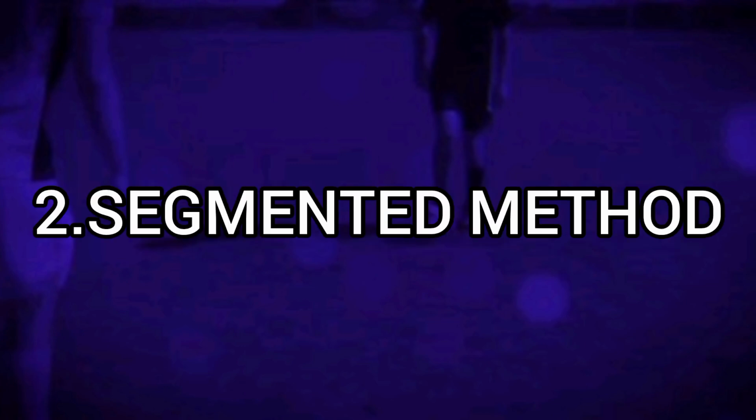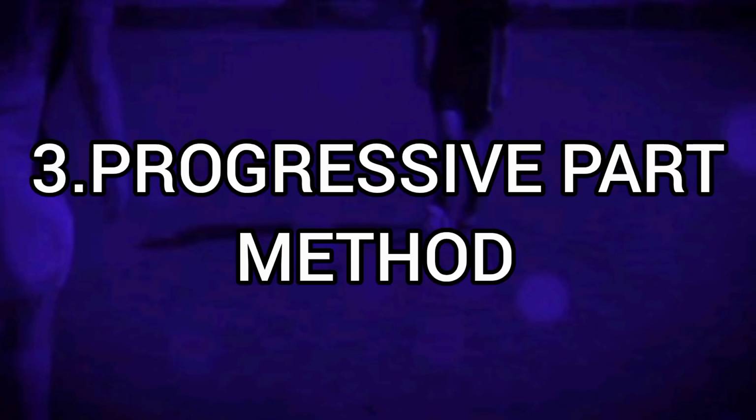Next method is also for the beginners. In this method also, we divide a skill into different parts. We now learn from the beginning to end each part in a proper sequence. The major difference between a part method and a segmented method is that in a part method, we can randomly choose any part and learn it, whereas in a segmented method, we choose each part in a proper sequence and learn them.